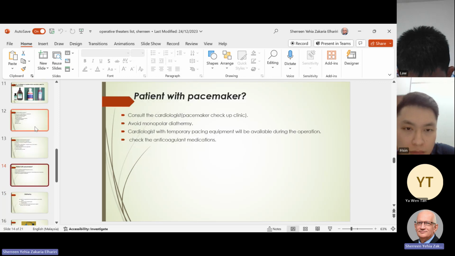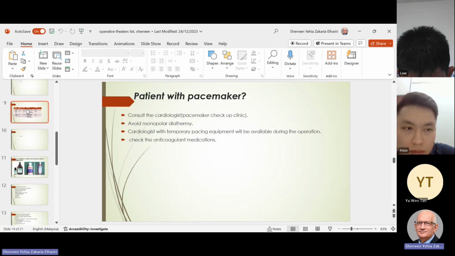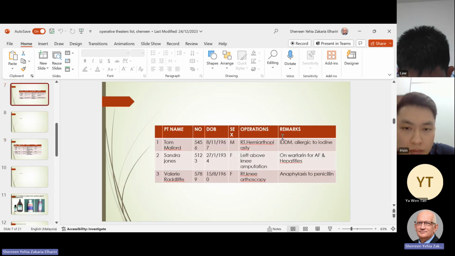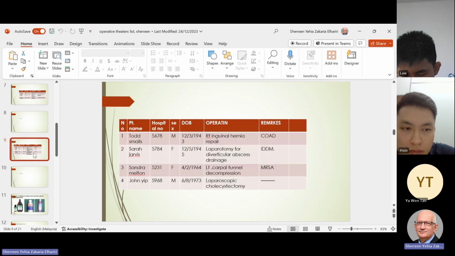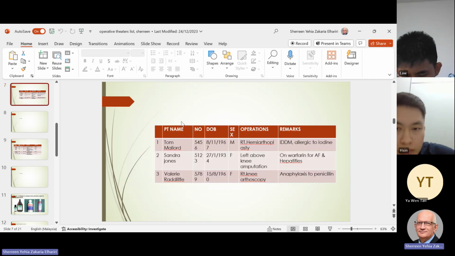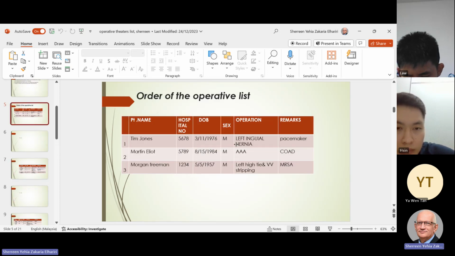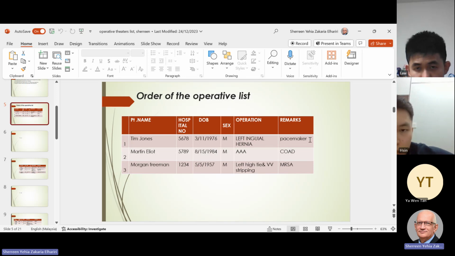After that, we have a patient with a pacemaker. Back again, which one has a pacemaker? No, maybe this one: insulin, diabetic, warfarin, anaphylaxis. We have another list, I think, yes. So the first patient, with left inguinal hernia, has a pacemaker. So if the patient has a pacemaker, what shall we do?